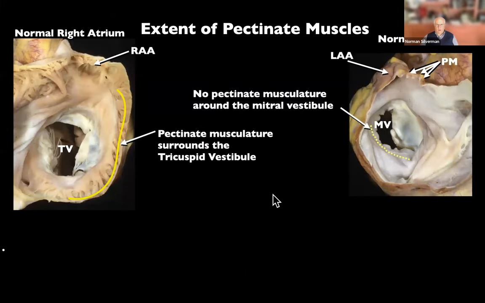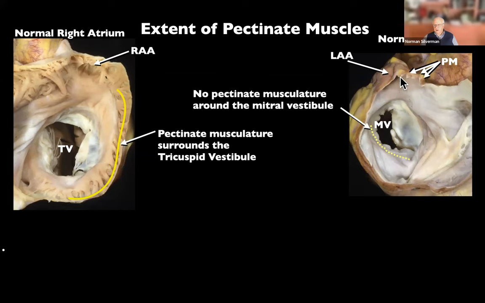And we can open the heart and look down on the atrioventricular valve. And you can see here the appendage pectinate musculature coming out and surrounding the vestibule of the tricuspid valve. And these are prominent appendages. Here we look at the left atrial appendages. You can see these tiny little pectinate muscles.